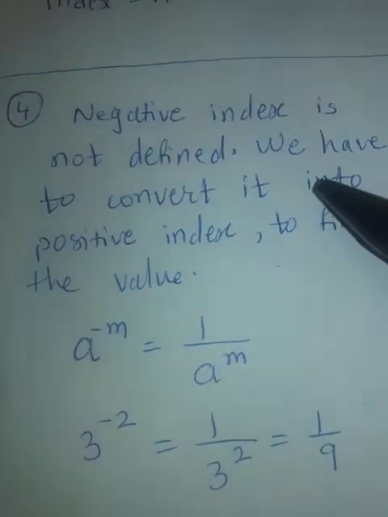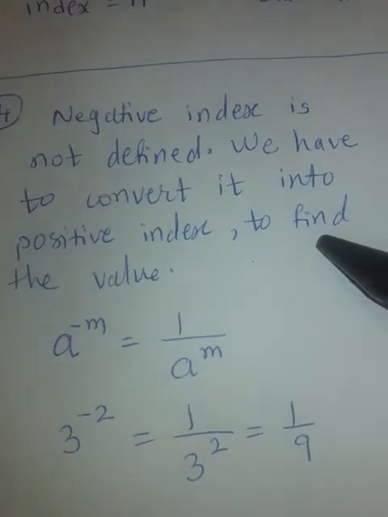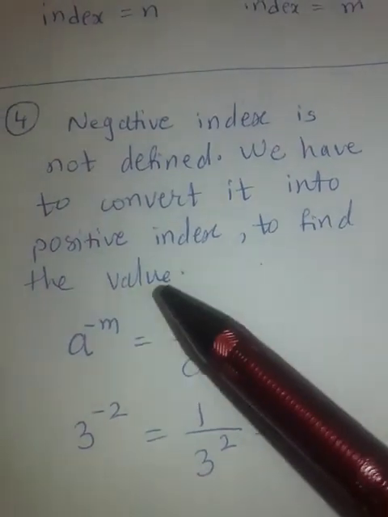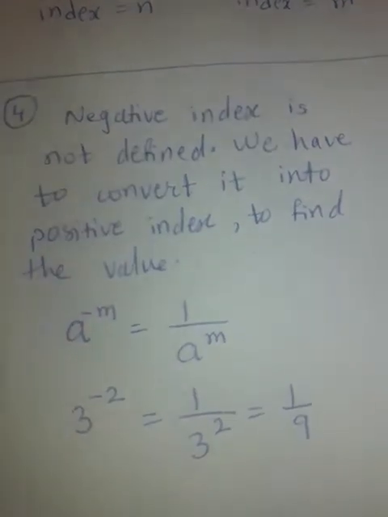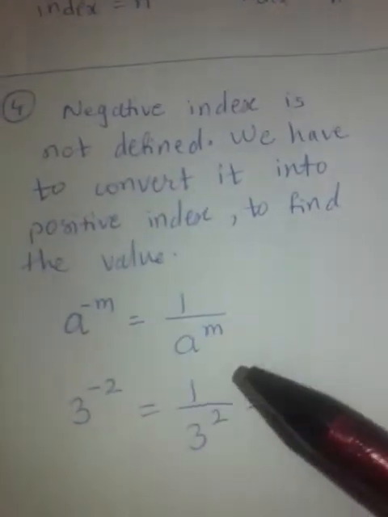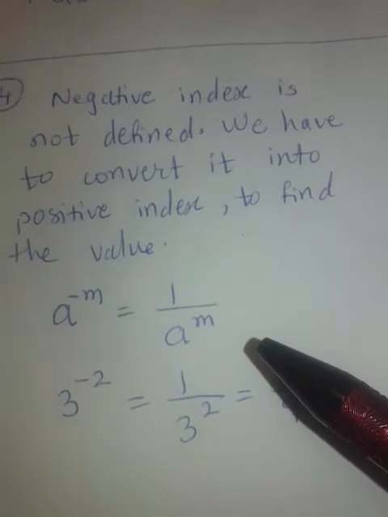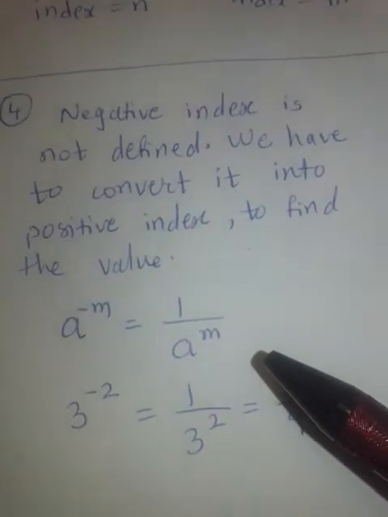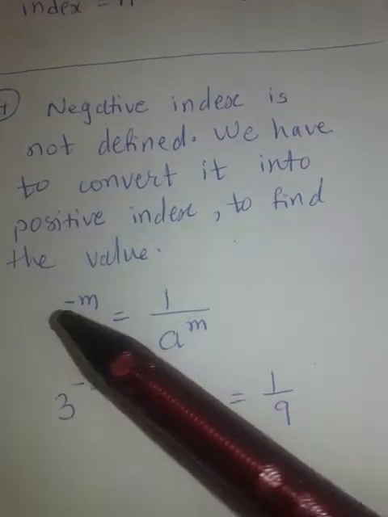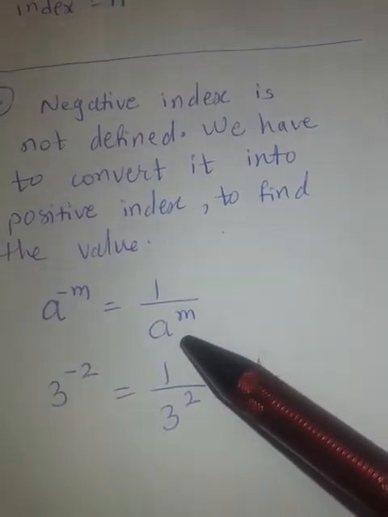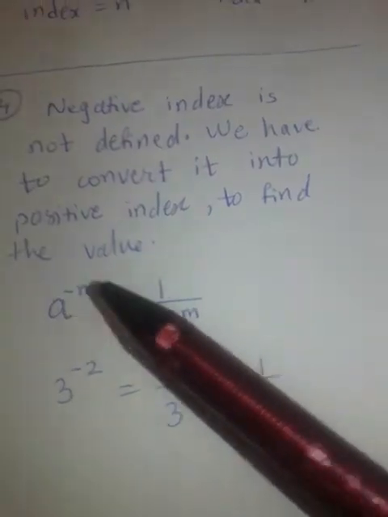Next rule. Negative index is not defined. We have to convert it into a positive index to find the value. So if I get a raised to minus m, then what do I need to do? First I need to convert minus m to plus m. And how do I convert? Take it to the denominator. So a raised to minus m is 1 upon a raised to m.